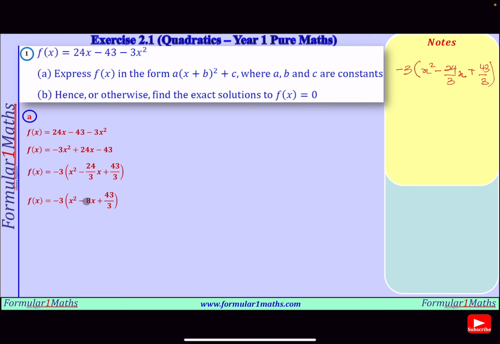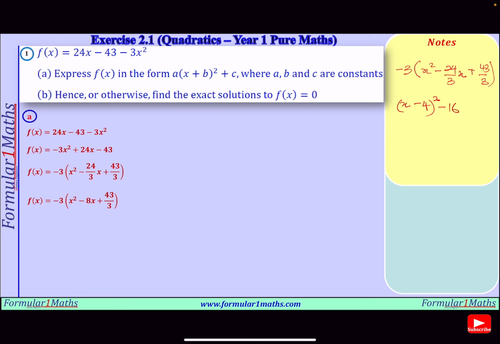Now, we'll go ahead and complete the square inside the bracket. So if I do that, I will get x minus 4, all of that squared, minus 4 squared, that's 16. Then I'll add the 43 over 3. So we get the following.